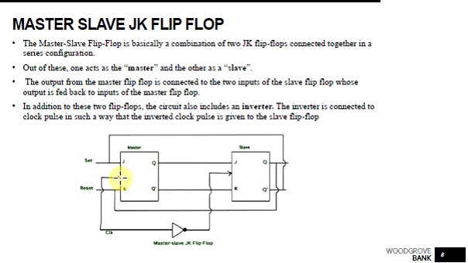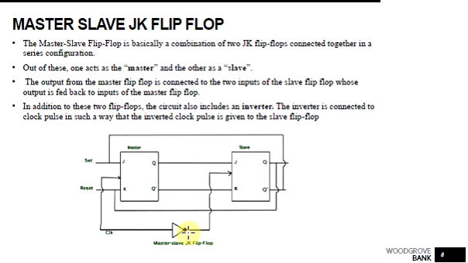There are two JK flip-flops connected in series, and the clock pulse to the first one is inverted and given to the slave, so there is an inverter here. When the clock pulse is high, this flip-flop will be active and this one will be inactive. So when the clock is high and we give input here, correspondingly you get Q and Q bar here. But as soon as the clock pulse goes to the negative trigger, going downward, the slave will be active.